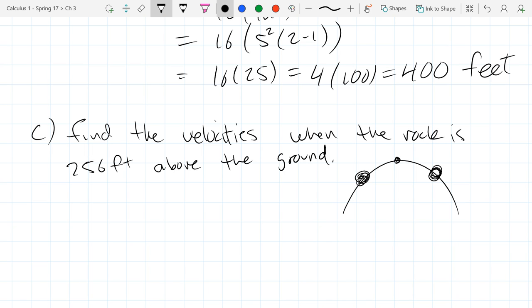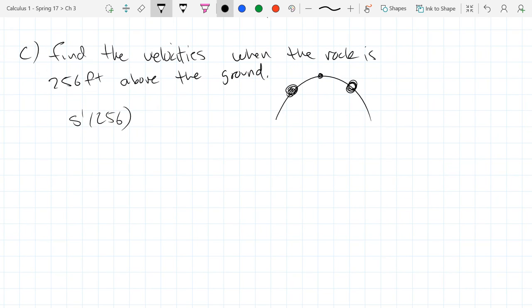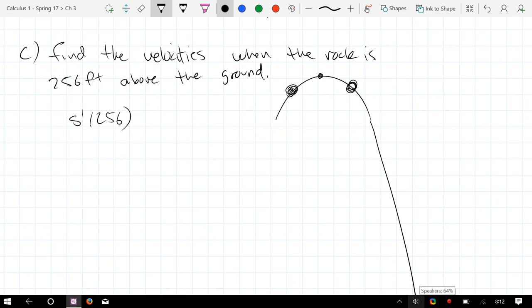So one problem is I don't have a time value. I know the velocity. I already computed the velocity function, but I can't plug 256 in because that's a foot measurement, not a seconds or time measurement. So if I just go S prime of 256, what I'll actually compute is 256 seconds. My function keeps going down, down, down. I'll have a huge negative velocity if I plug that in. So that would not be the right thing to do.